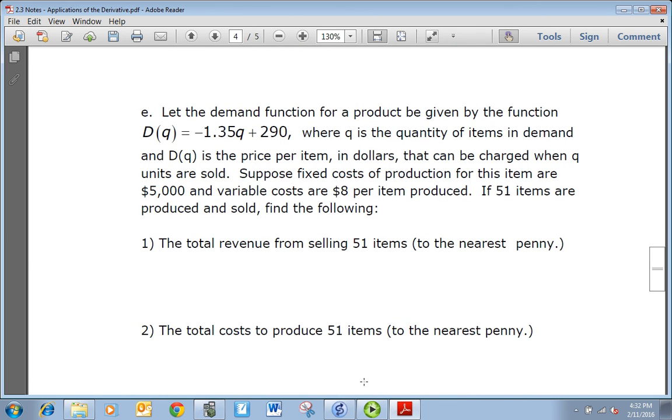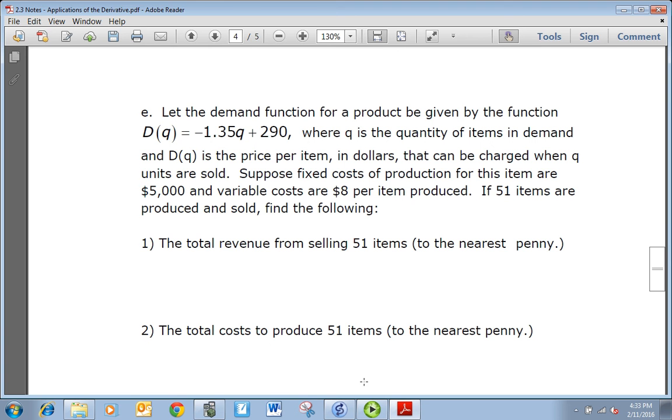E, let the demand function for a product be given by the function d of q equals negative 1.35q plus 290, where q is the quantity of items in demand and d of q is the price per item in dollars that can be charged when q units are sold. Suppose fixed costs of production for this item are $5,000 and variable costs are $8 per item produced. If 51 items are produced and sold, find the following. We want the total revenue from selling 51 items to the nearest penny.